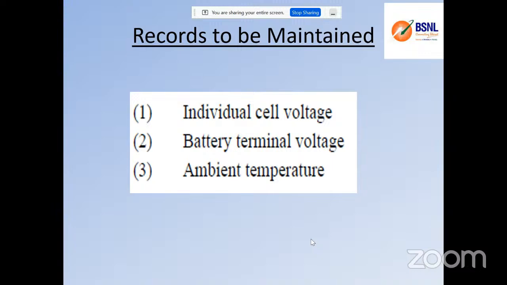So with the help of these individual cell voltage informations, we are able to identify the weak cell and take preventive measures to replace it. So these are the basic steps we use to maintain our exchanges.